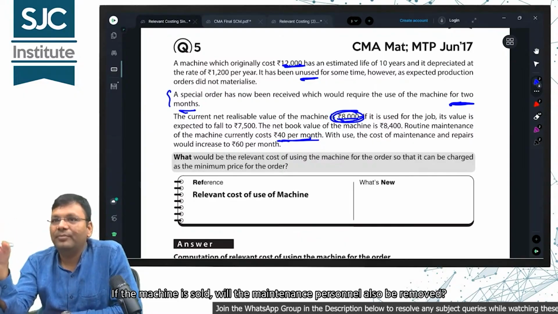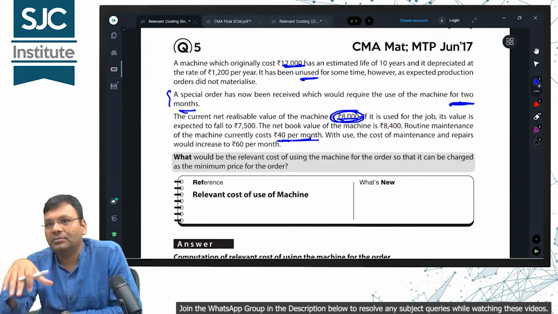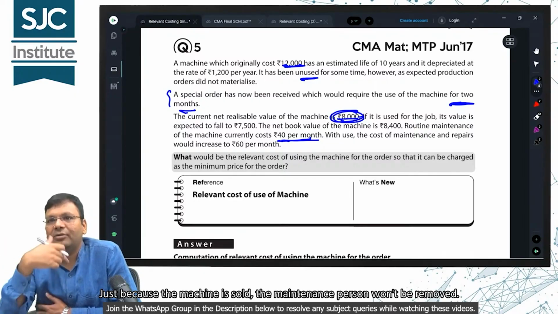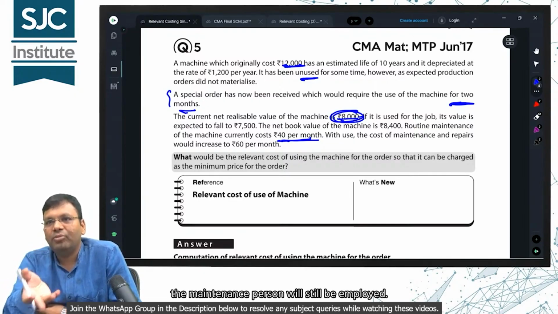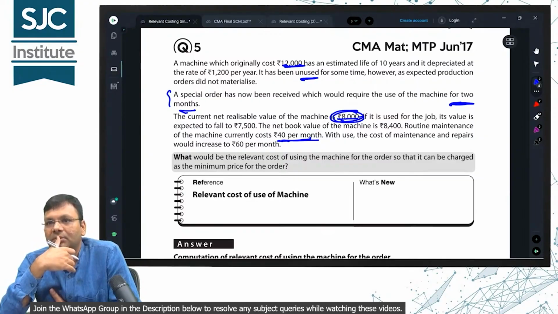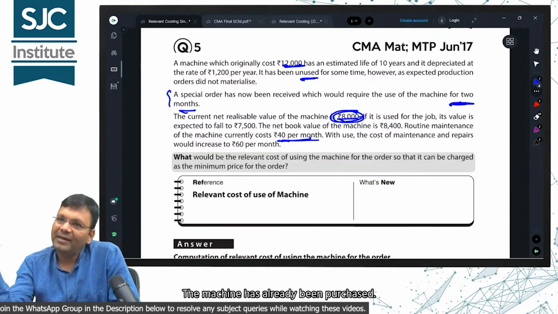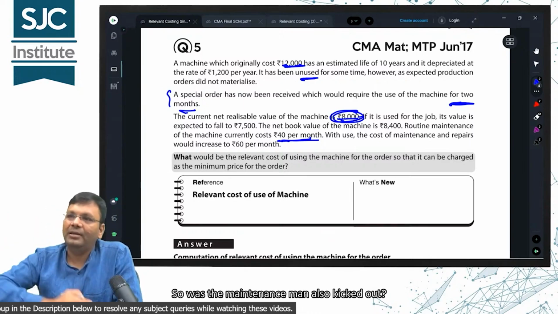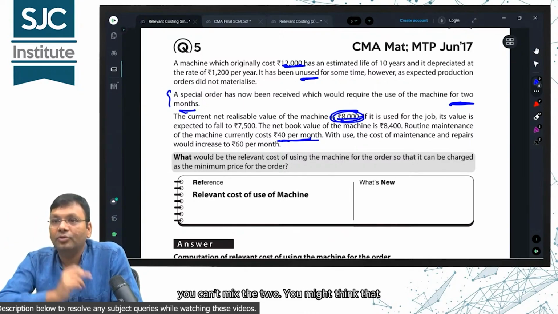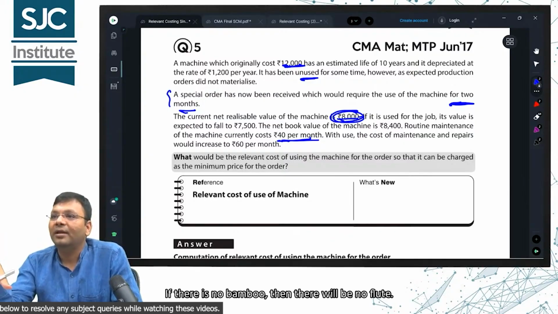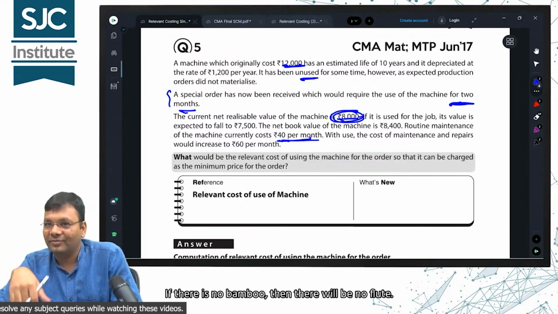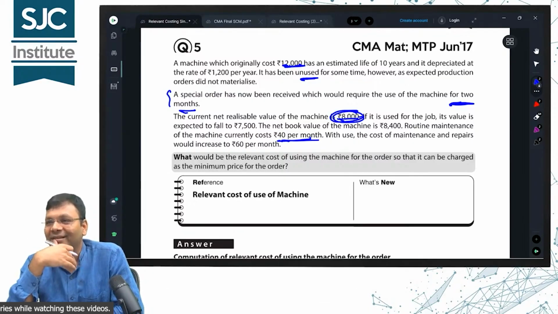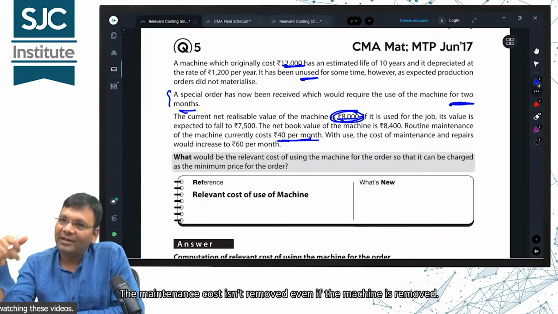If the machine is sold, will the maintenance personnel also be removed? Just because the machine is sold, the maintenance person won't be removed. The maintenance person will still be employed. The machine has already been purchased, but it's sold now. So was the maintenance man also kicked out? No, he wasn't. You can't mix the two. You might think that if there is no bamboo, then there will be no flute. So you consider no machine has no maintenance. The maintenance cost isn't removed even if the machine is removed.